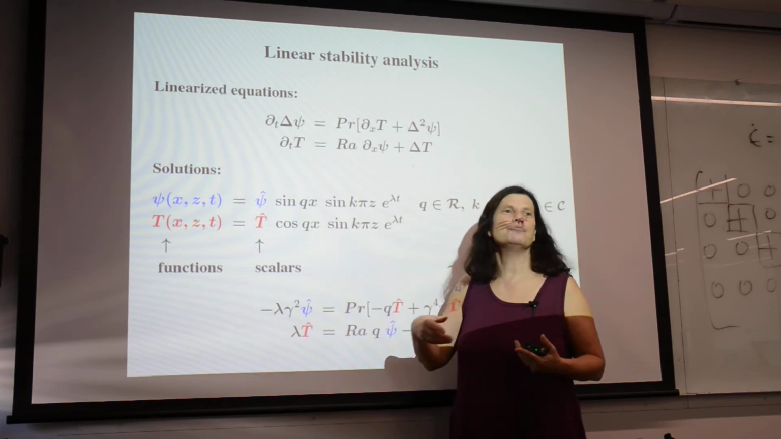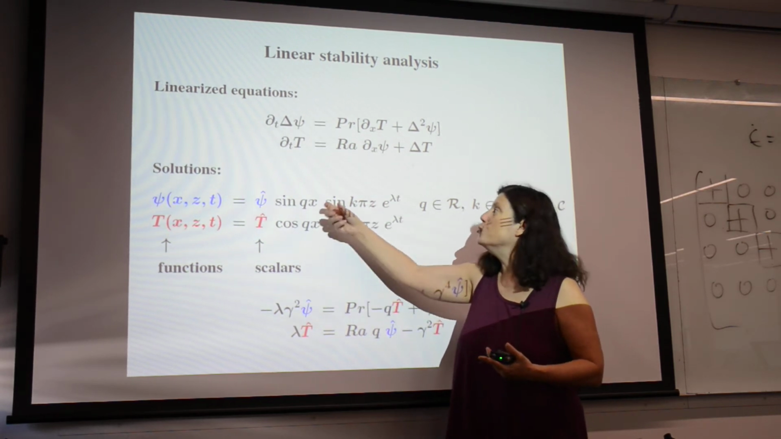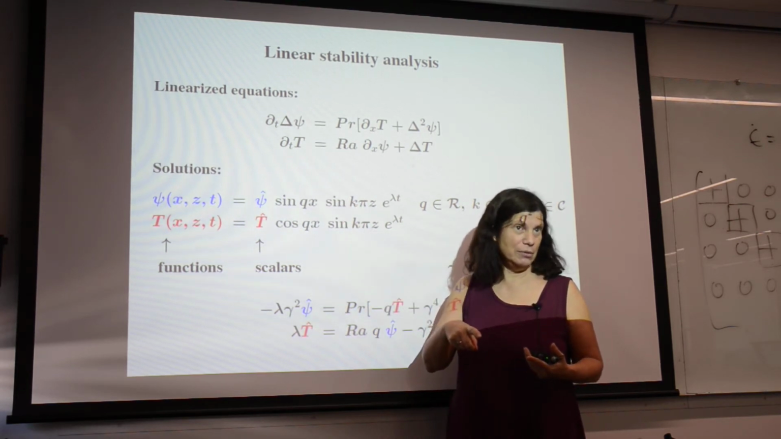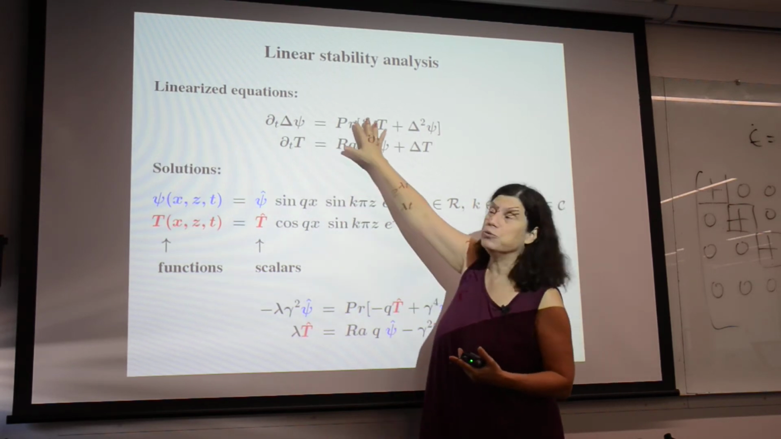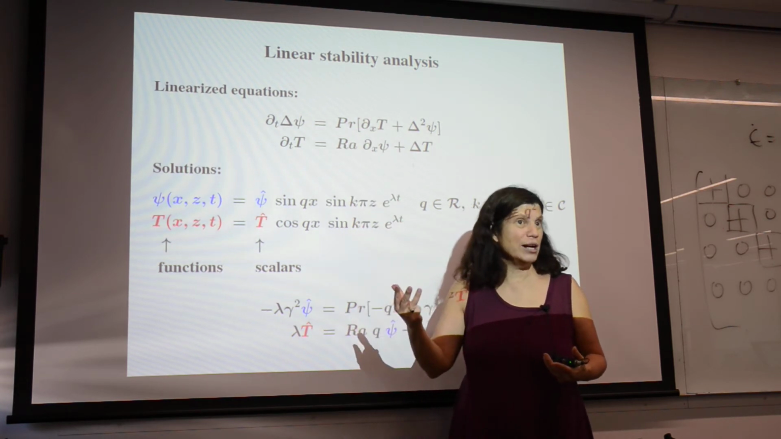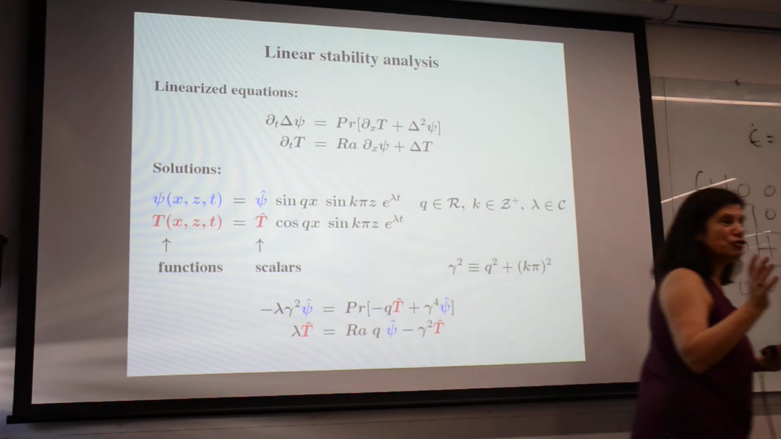We saw it's not a function of Prandtl number. It's going to be a function of q, and the lambda will be a function of q, k, and Rayleigh number. You agree? If you plug it in here, you'll find that lambda is a function of q, k, Rayleigh number, and Prandtl number. We found it wasn't a function of Prandtl number.